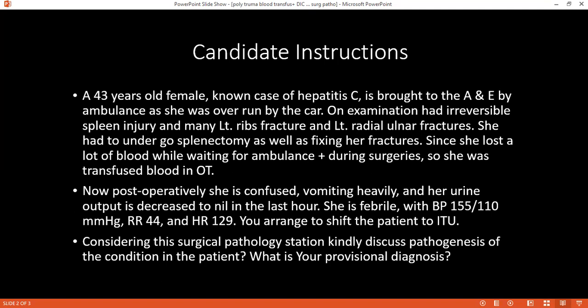Considering the fact that the patient is bleeding and has multiple fractures as well, definitely she needs surgery. How would you plan to go? Would you manage the patient first, stabilize the patient first, or would you go for the surgery right away?